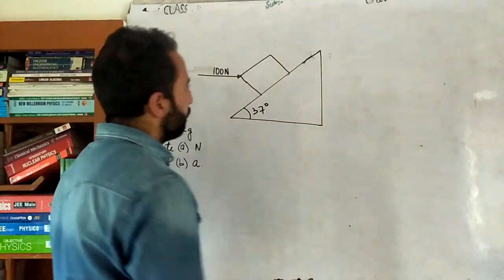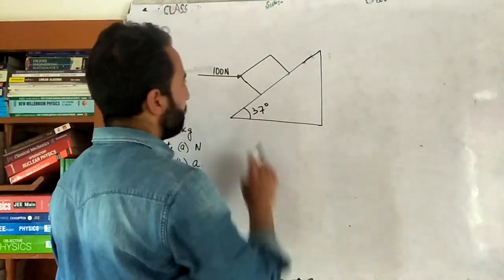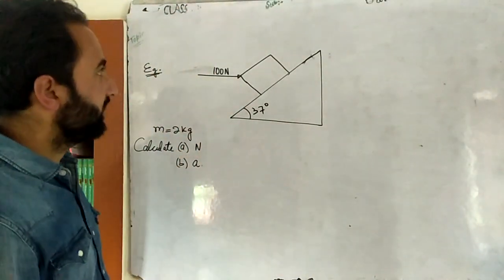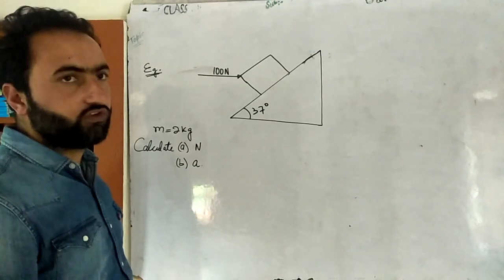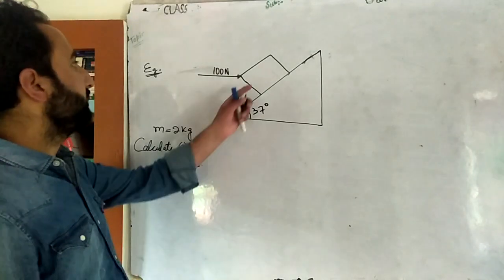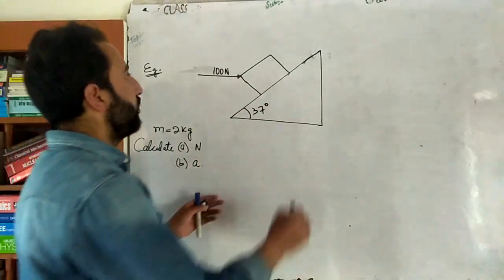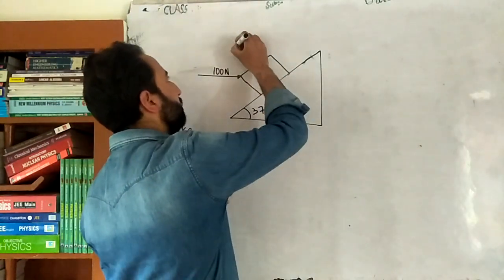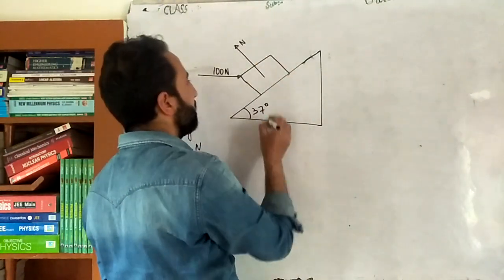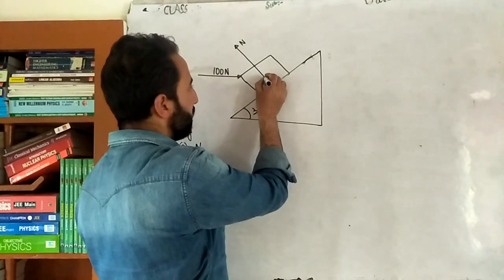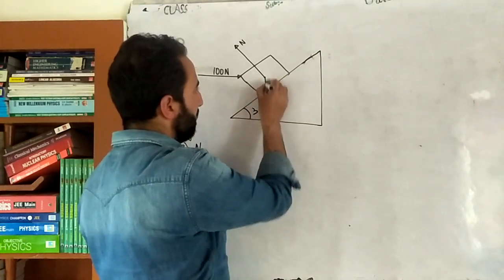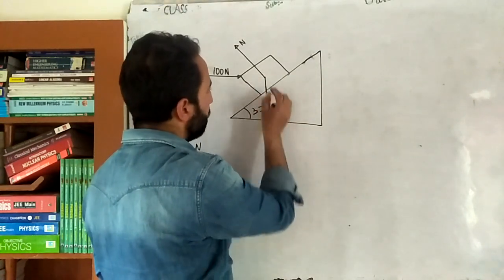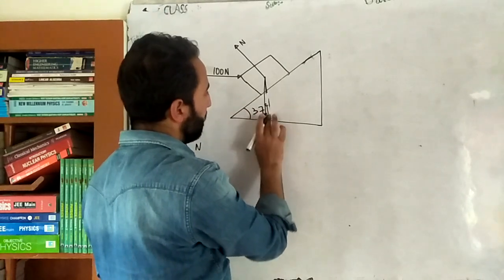Okay, so let's write. First of all, identify how many forces there are. Construct a free body diagram for this. There are obviously only two forces on this block in addition: this 100 newton, and one is the normal reaction, which will be along this direction. And in the vertically downward direction, there is a force, that is the weight.